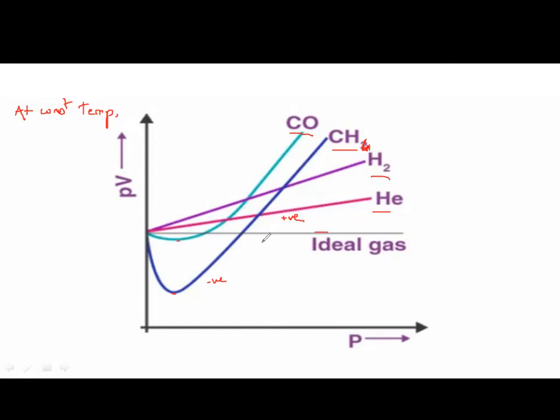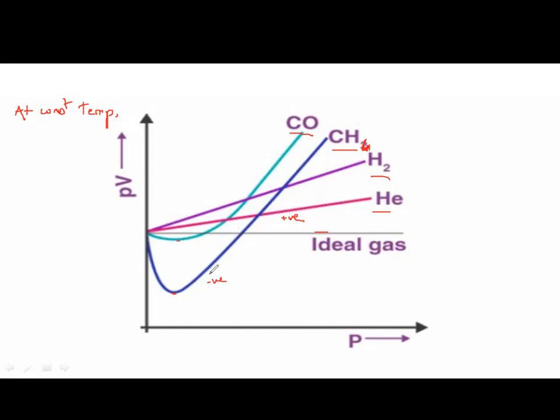So it can be said that real gases do not follow the ideal gas equation at all temperatures and pressures. Here I have plotted against pressure at constant temperature. These are all real gases. So real gases do not follow the ideal gas equation at all temperatures and pressures.